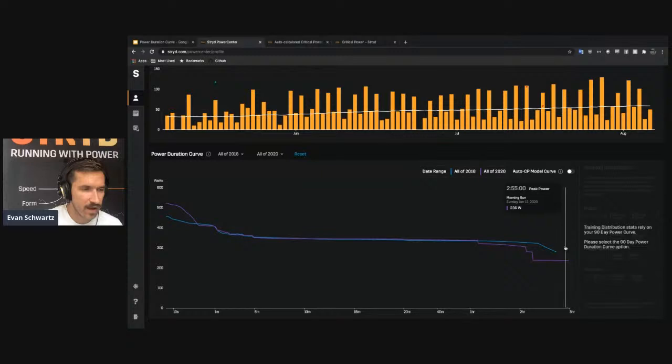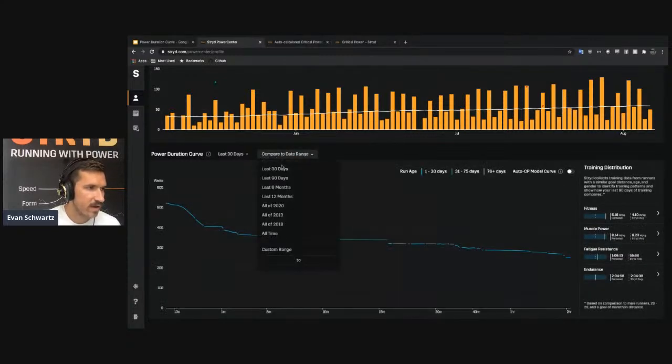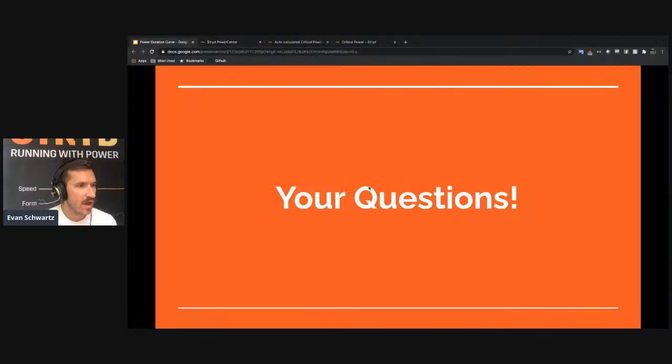So definitely a cool feature is comparing the date range. I can view my last 30 days versus last 90 days. But like I said, we're going to have a pretty cool webinar just talking a little bit more about how you can use different functions on the comparison on the power duration curve. And that's going to be the next webinar that we do have.